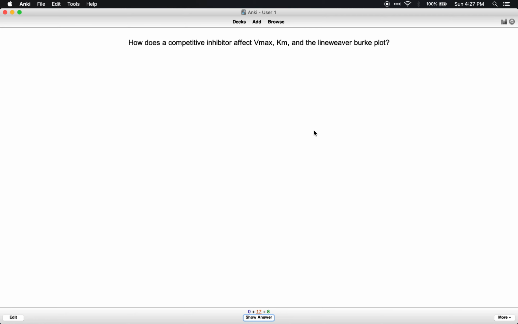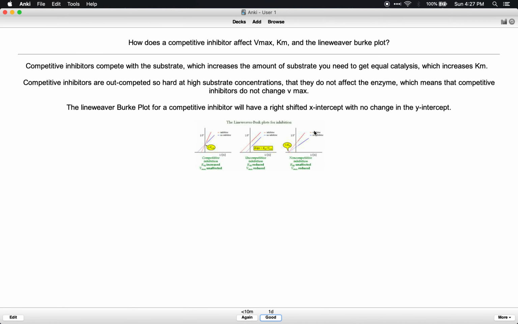How does a competitive inhibitor affect Vmax, Km, and the Lineweaver-Burk plot? Competitive inhibition will affect Km, shifting it to the right. It does not affect Vmax, and on the Lineweaver-Burk plot it looks like a shift on the x-axis to the right, and the y-intercept stays constant.